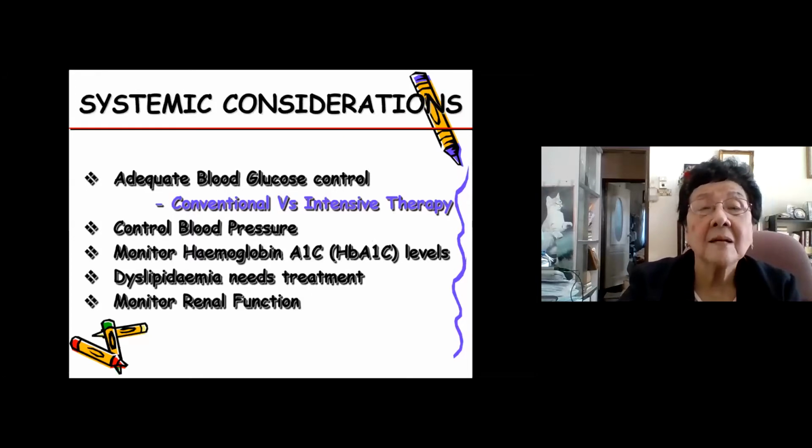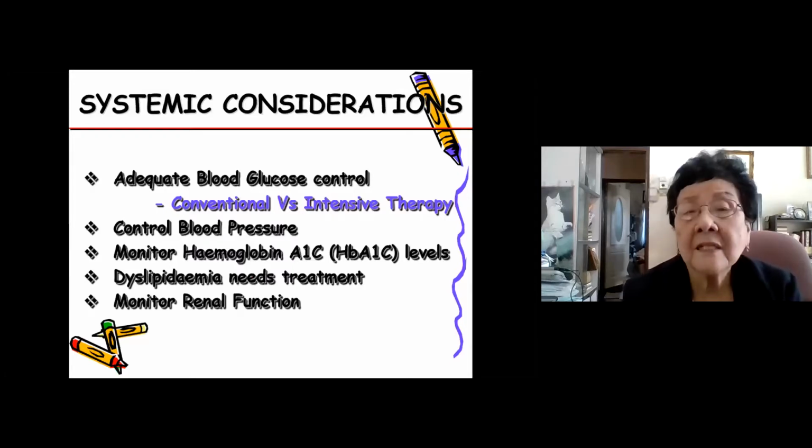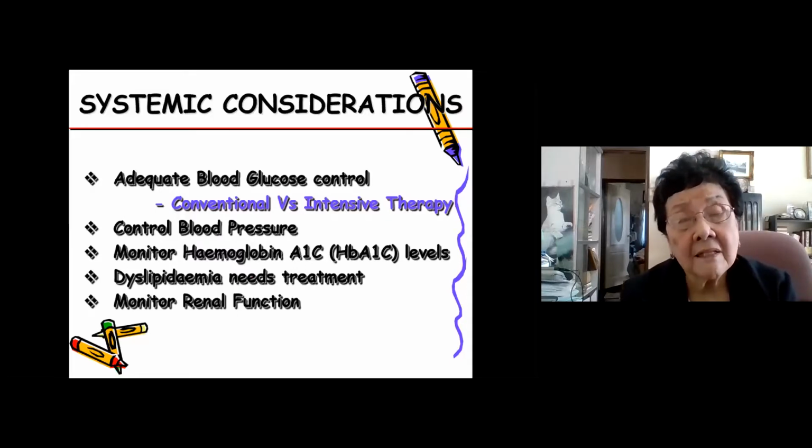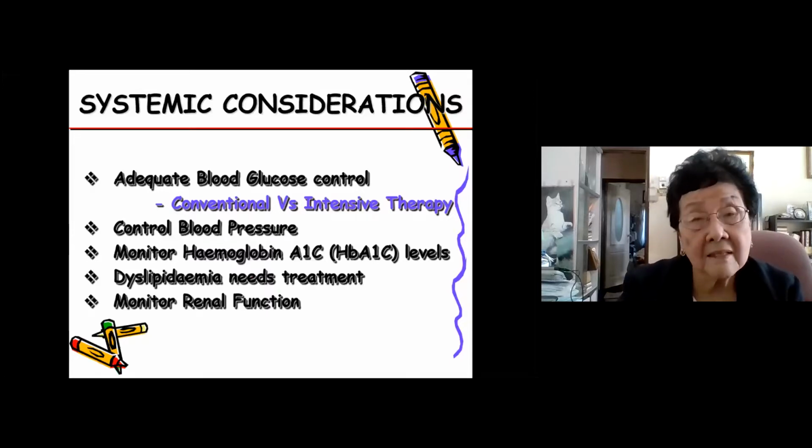These systemic conditions are more important: adequate blood glucose control, conventional versus intensive therapy, the control of your blood pressure, the monitoring of the hemoglobin HbA1c, dyslipidemia or controlling the cholesterol, and monitoring the renal function. Because inevitably, what you see in the retina reflects what is happening in the kidney. And quite a number of patients will simultaneously be experiencing a slow decay in their kidneys. So they eventually have to go on hemodialysis, which is serious then.